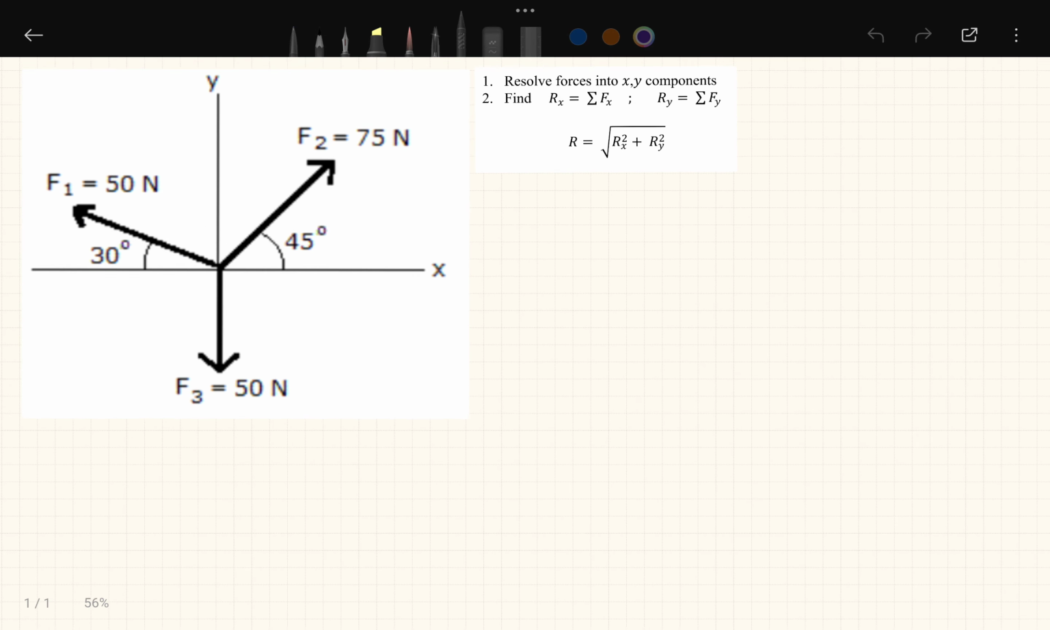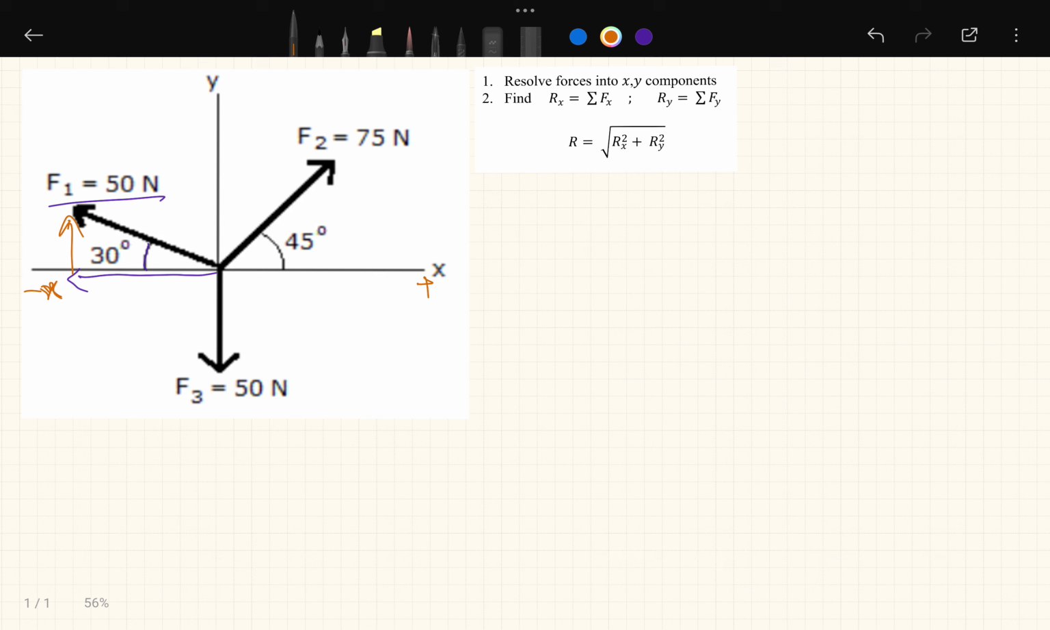So let's see how to calculate them. We have three forces. Let's start with the first force, F1. For F1 we have an angle of 30 degrees, so it will have two components. One will be the x component and then we will have a y component. The x component is in the negative x direction, so whatever the value is, it will be taken as negative, and the other side is positive.